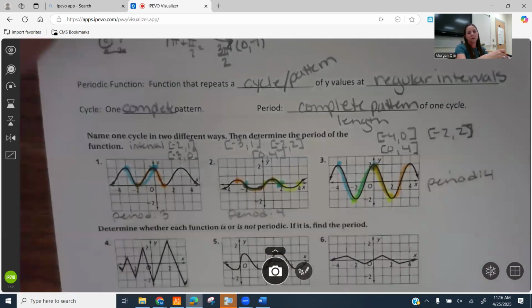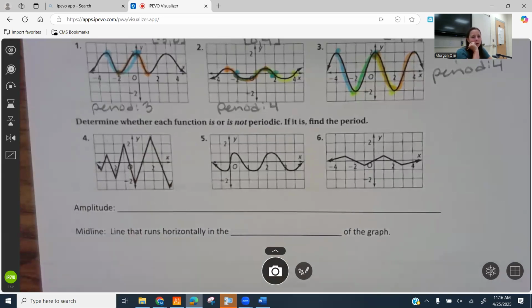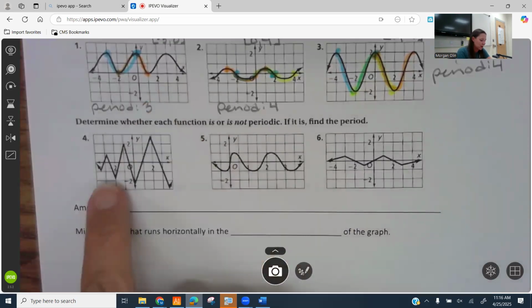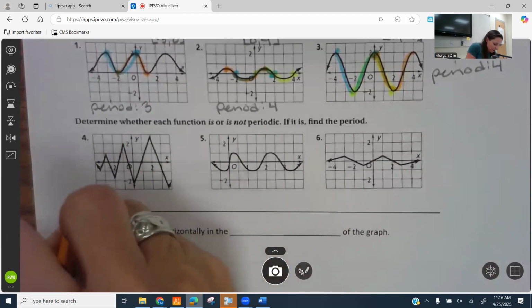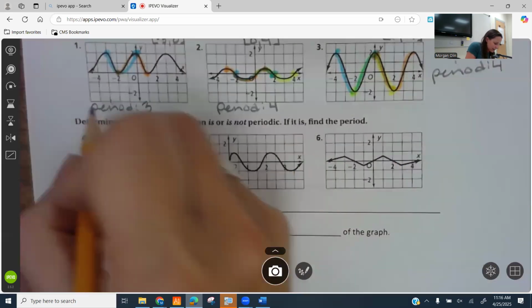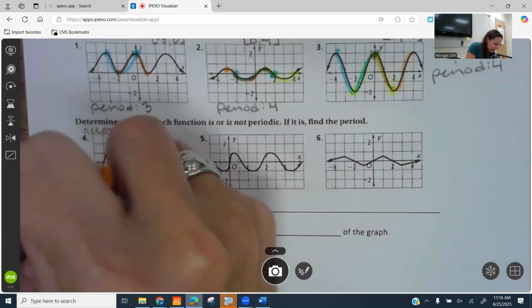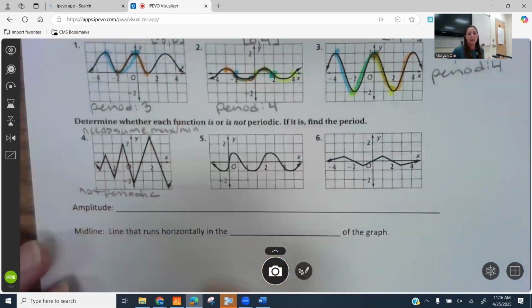All right. Now, coming down here, determine whether each function is or is not periodic. If it is, find the period. So let's look at this. Now, it's got to go to the same max and the same min each time. Okay, so look at number 4. Does that go to the same max and same min? No. Okay, so not periodic. If you want to make a note, it needs same max and min. All right, and here we don't even have that here.